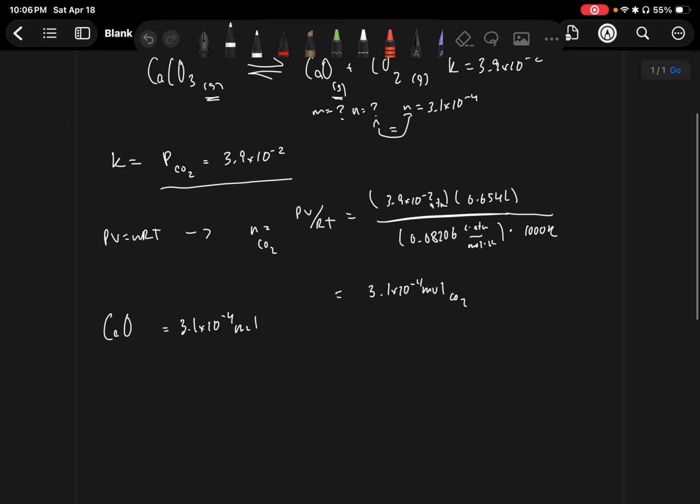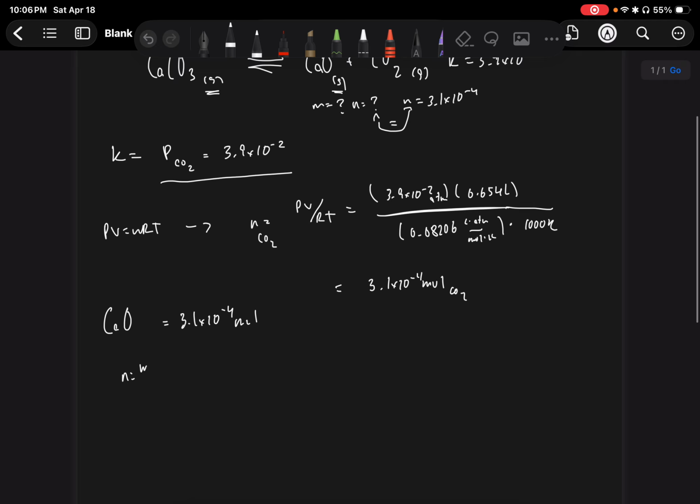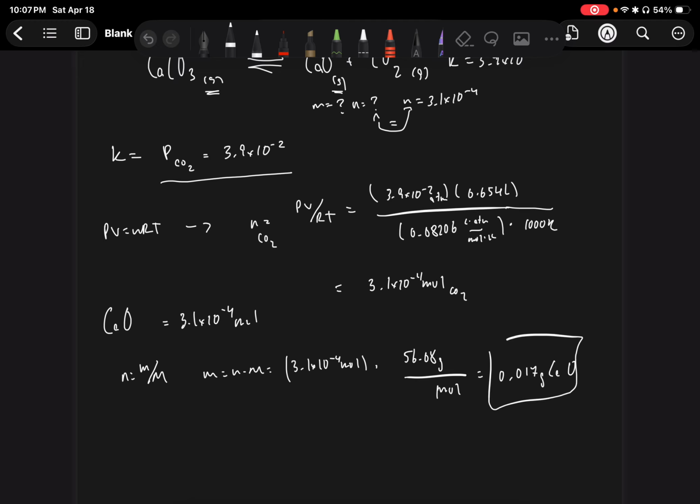So now we need to find the mass. What's the molar mass of CaO? Why am I even writing all this? 0.017 grams. There you go.